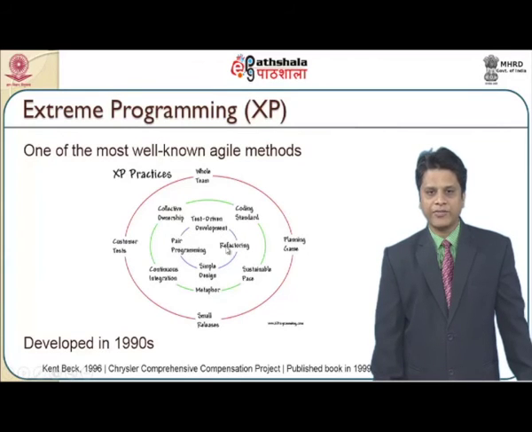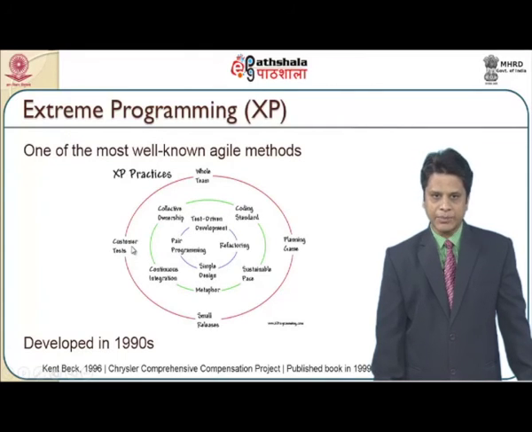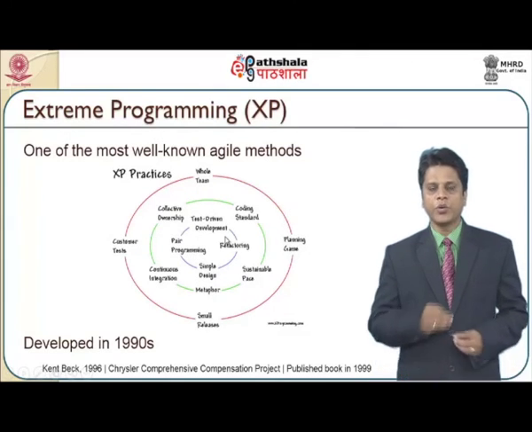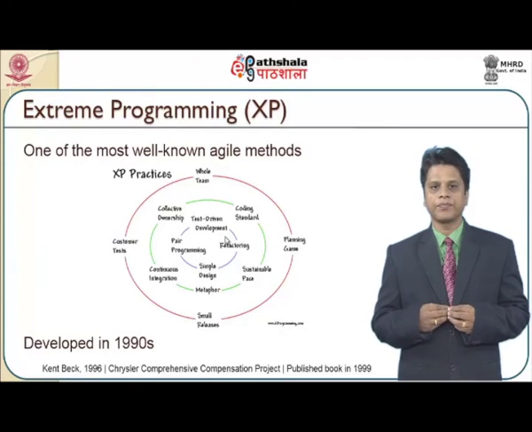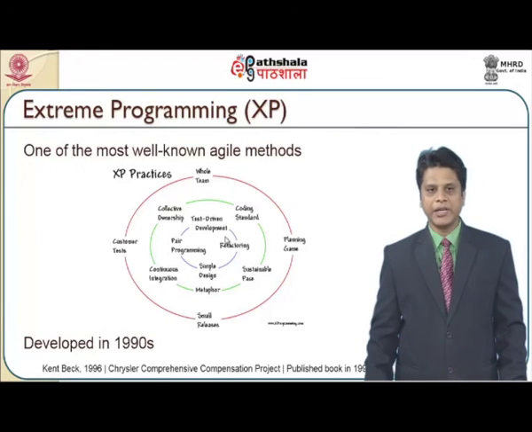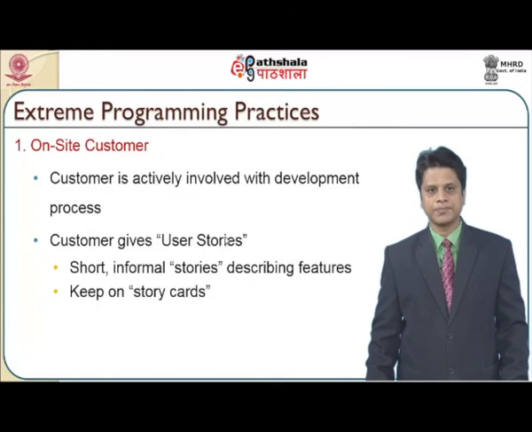Once I have done all these 4, it goes to the next phase, where I have collective ownership, coding standard, sustainable pace, continuous integration. On the outer level, I will be looking at customer test, whole team, planning game and small releases. If I look at these concentric circles, they majorly focus on 4 different aspects. With that as the base, extreme programming works.